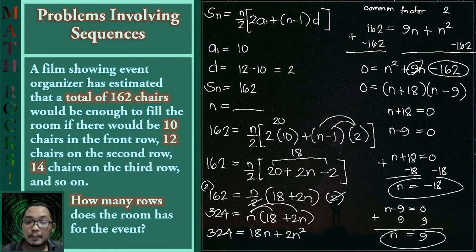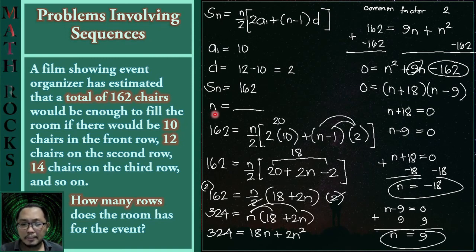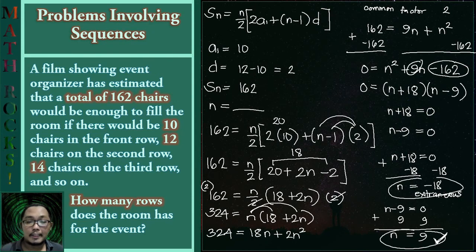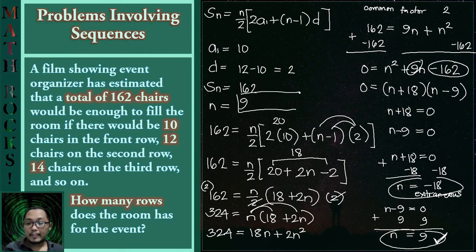So these are the two possible values for the n. But notice that your n actually is relative to the position of the term in the sequence. And since there is no such thing as negative position, this value of n, which happens to be negative 18, is what we call an extraneous root, because there's no such case of negative position here. So we only have positive 9 as our answer here. So that means that there would be a total of 9 rows.